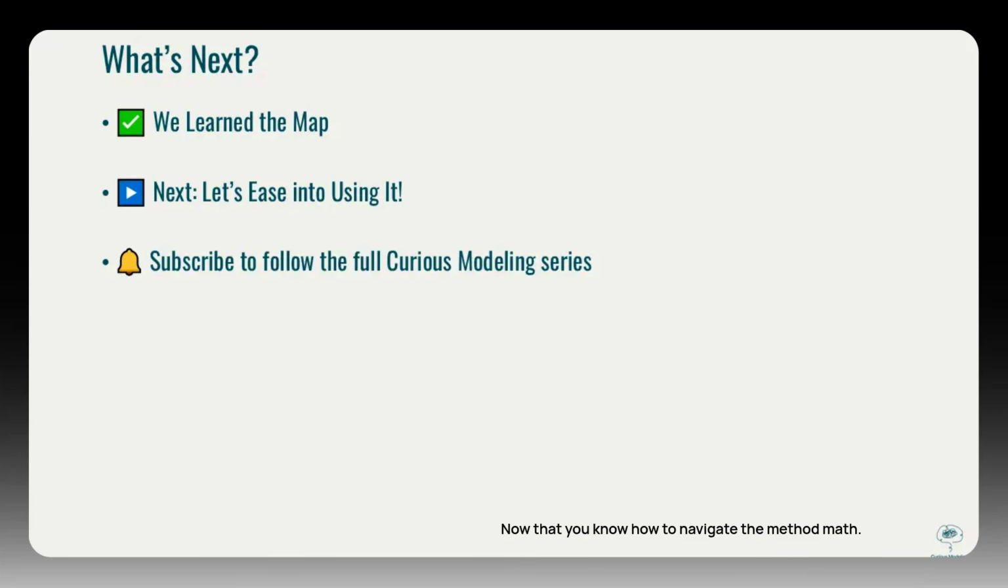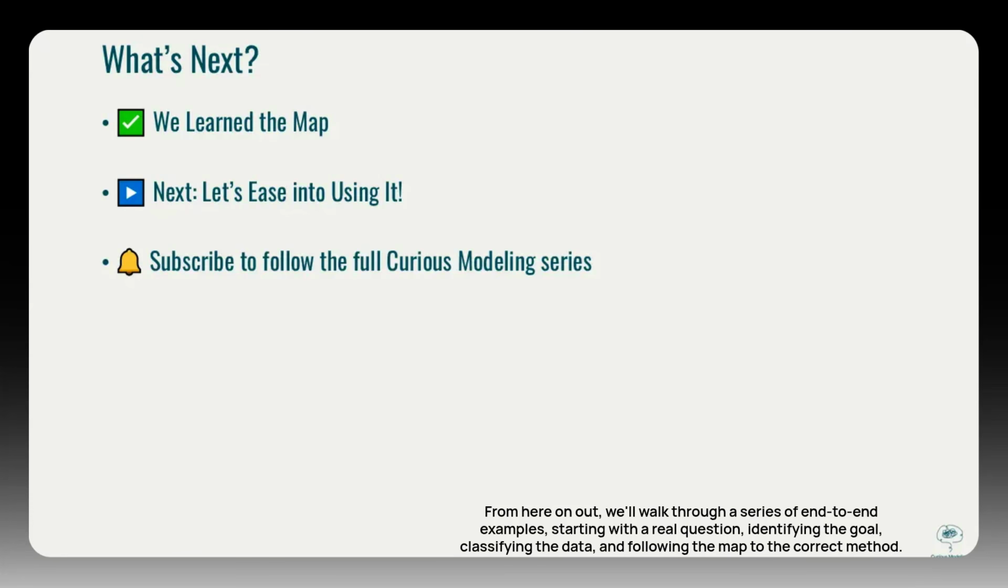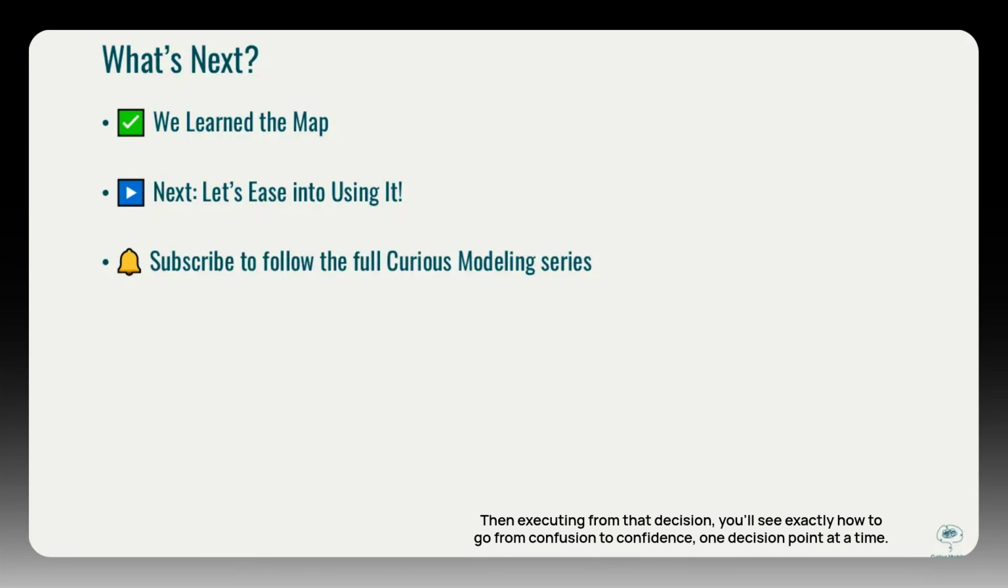Now that you know how to navigate the method map, let's put it into practice. From here on out, we'll walk through a series of end-to-end examples, starting with a real question, identifying the goal, classifying the data, and following the map to the correct method, then executing from that decision. You'll see exactly how to go from confusion to confidence, one decision point at a time. Let's dive in.